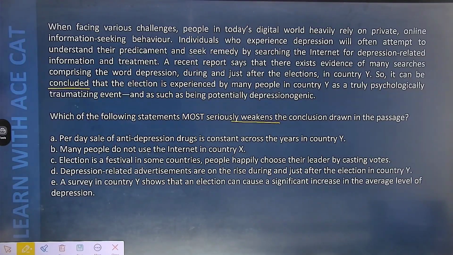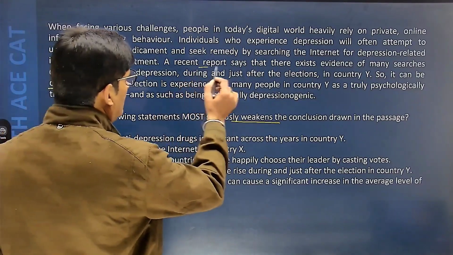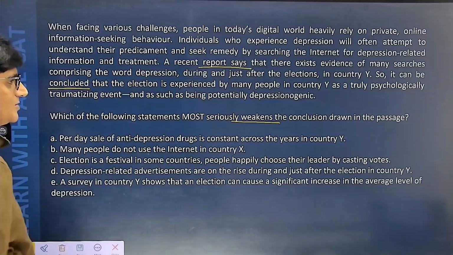So it can be concluded that the election is experienced by many people countrywide as a truly psychologically traumatizing event and as such as being potentially depressionogenic. So which of the following statements most seriously weakens the conclusion drawn in the passage? So students, on the basis of a report, we are drawing a conclusion.